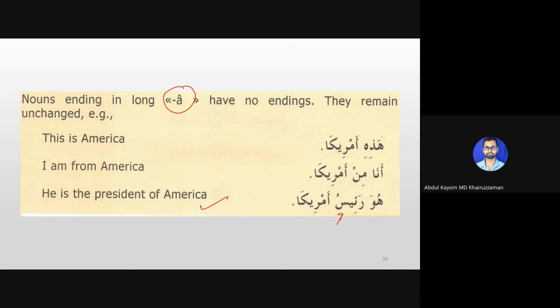You can see we are using hadhihi, right? There is no ta marbuta with America, but we are using hadhihi. We'll learn in the later books that if you are using the name of a city or a place, that is always used as feminine. So we say هذه أمريكا. We don't say هذا أمريكا.